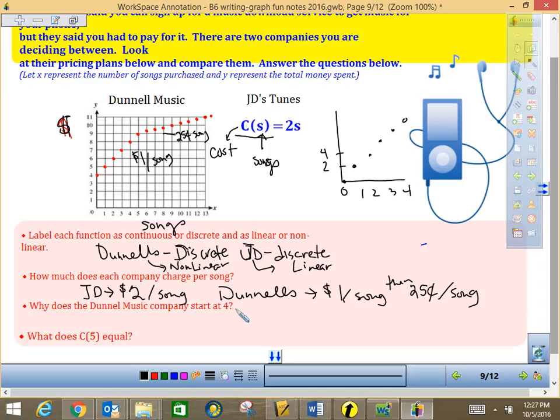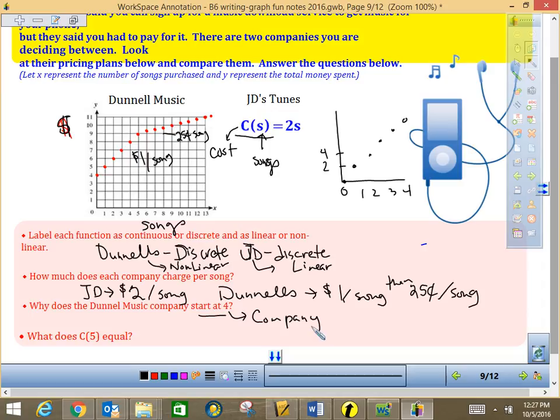So why does Donnell's company start at 4? If we're thinking about that, why does it start out at $4? That would be like your what? Anyone have any idea? Anyone sign up for a music service or anything? Well, it is going to be our y-intercept on this one. Yes, I agree, and that'd be something you could talk about on your test where you could talk about y-intercept. But why does it start out at 4? Because that company charges you $4 just to sign up, right? And then after that, you're paying $1 per song, and then 25 cents after that. So why does it start at 4? Because the company had an initial fee, right?